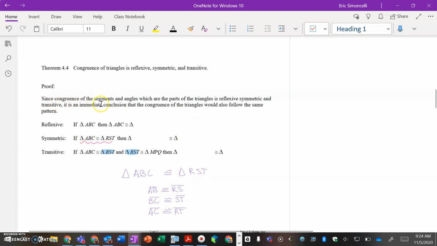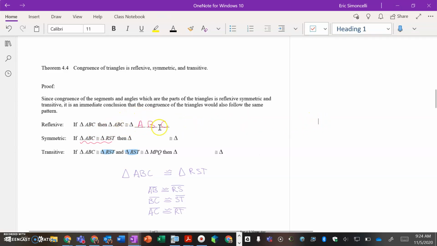And the proof, which again is more roughed out here, where we're just going to describe the statements. Since congruence of the segments and angles, which are the parts of the triangles, is reflexive, symmetric, and transitive, it is an immediate conclusion that the congruence of the triangles would also follow the same pattern. For example, the reflexive property states, for this particular triangle ABC, that triangle ABC is congruent to itself. I don't think that's a big surprise.